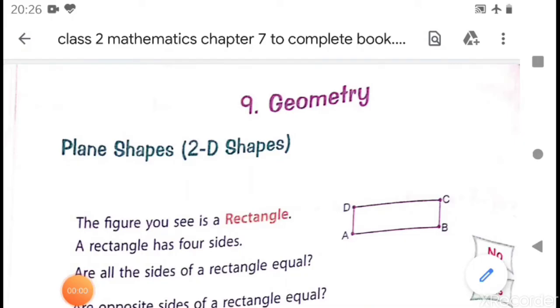So, you see that plane shapes are those that can be drawn on a flat surface, such as paper. Plane shapes are the shapes that can be drawn on any flat surface, and the most common is paper. Now, plane shapes have two measurements. They have length and they have breadth. That is why they are known as two-dimensional shapes or 2D shapes. They have only length and breadth.